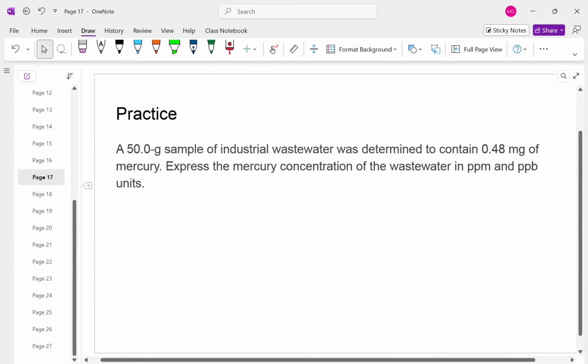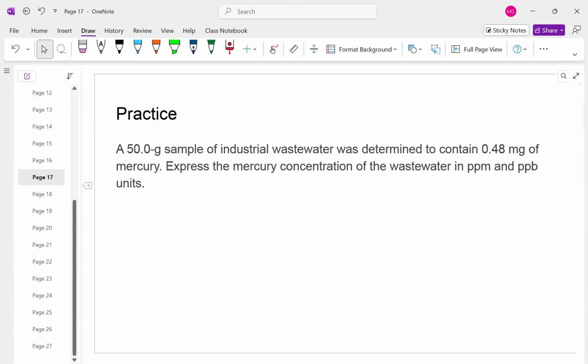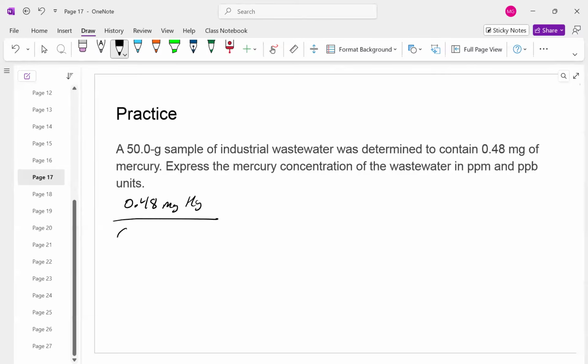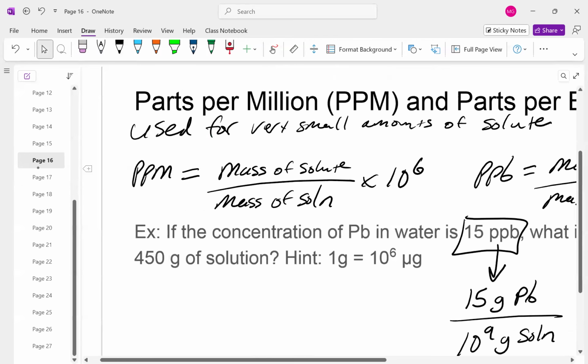Okay, let's do another one. So a 50-gram sample of industrial wastewater was determined to contain 0.48 milligrams of mercury. So we need to express this in parts per million and parts per billion. Okay, so let's write down, we're given 0.48 milligrams of mercury, and it's in a 50-gram sample. That's the solution. Now, I can't just plug this into the parts per million formula because I need both masses to be the same.